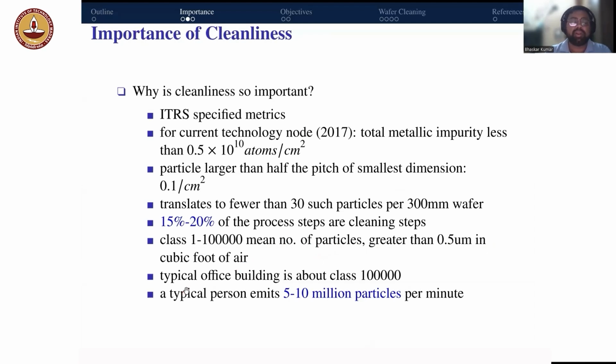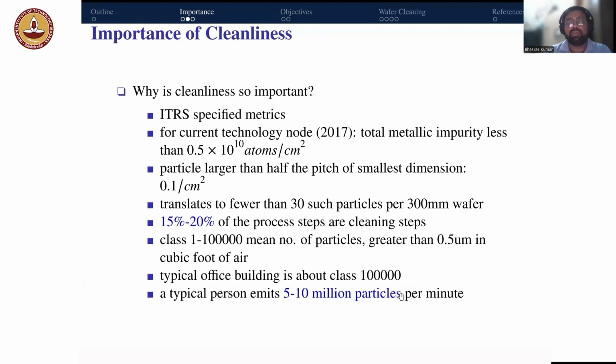For comparison, a typical office building is about class 1 lakh. That is about 1 lakh particles of 0.5 micrometer present in a cubic foot of air in your office. And also for comparison, a typical person emits about 5 to 10 million particles per minute. So we can see that the greatest source of impurities is actually a person working in the lab.